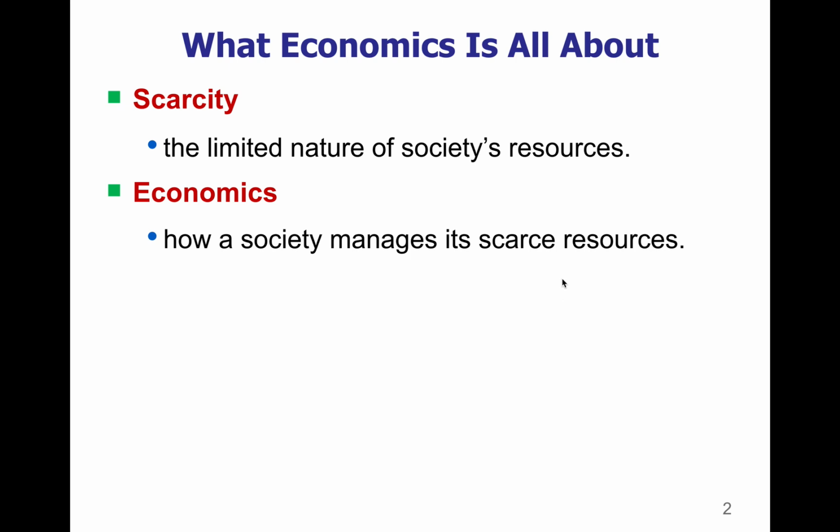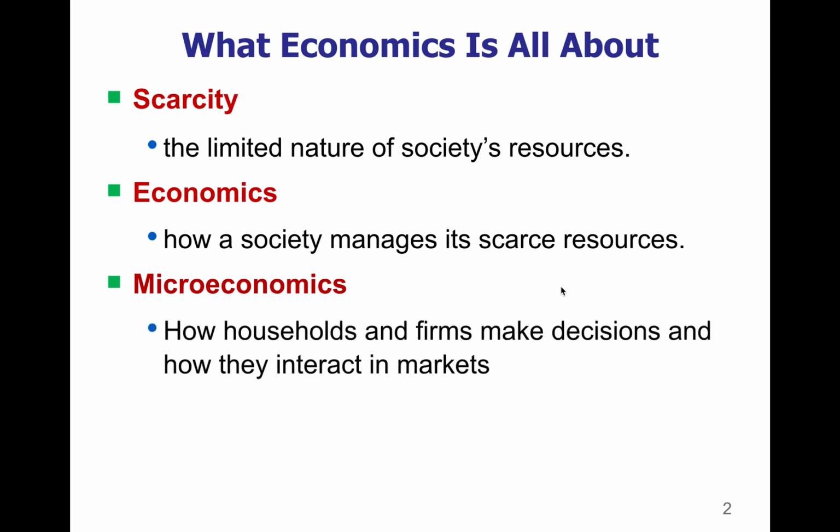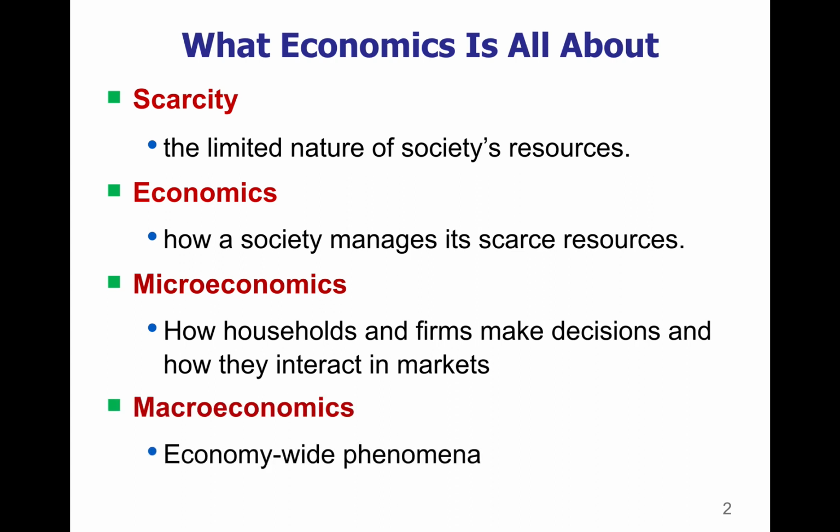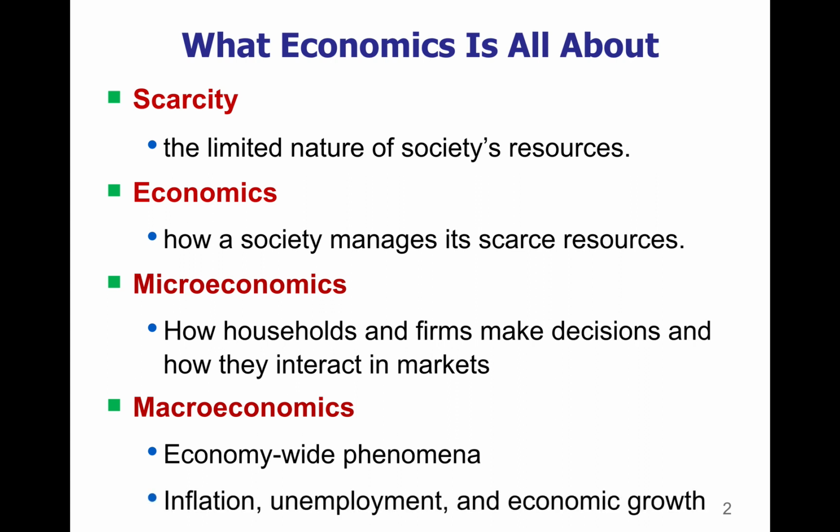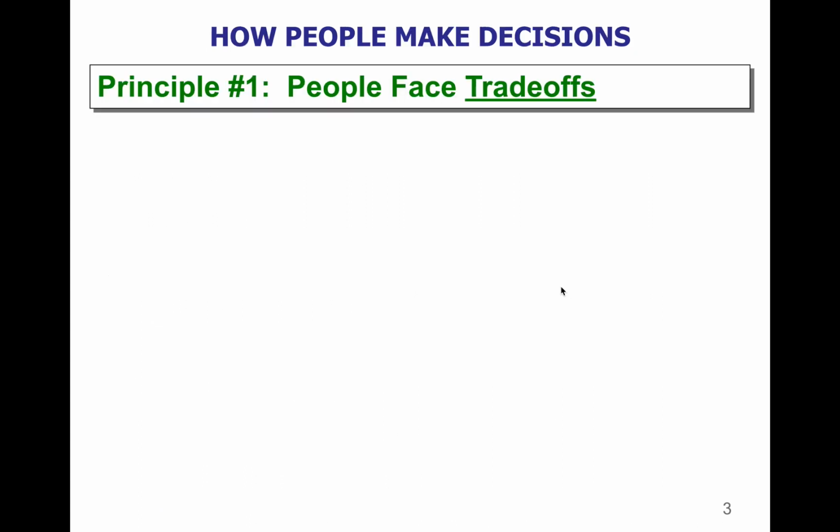There are two main subdivisions of economics, and the first one is microeconomics. This is the study of households and firms and how they make decisions and how they interact in markets. Microeconomics is a lot about price, costs, and profits. Macroeconomics is economy-wide phenomena, like the economy of an entire country or the entire global economy. Here we talk about inflation, unemployment, and economic growth.